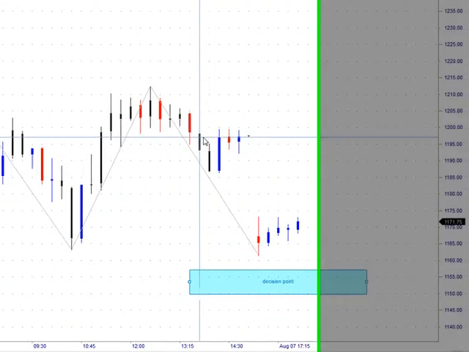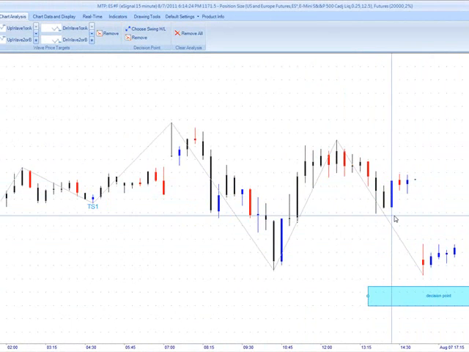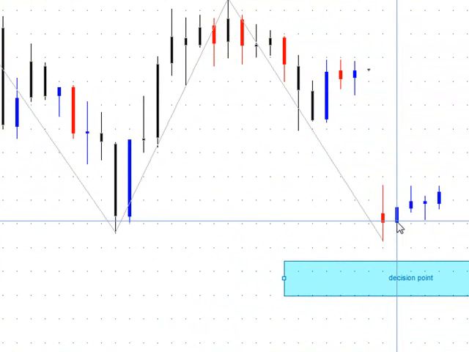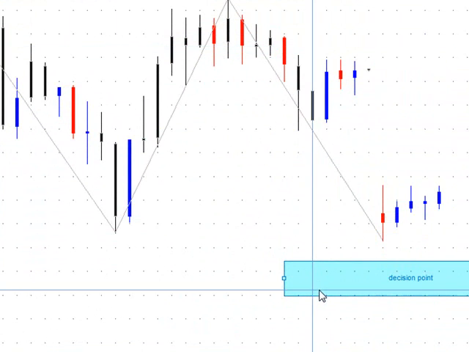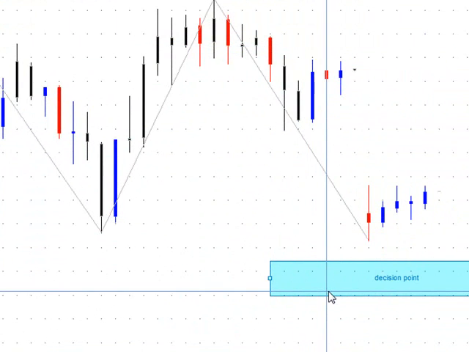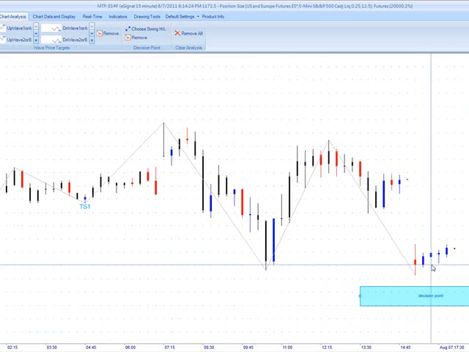It's not a guarantee. This is just a tendency that these gaps have. Inside gaps tend to fill. Outside gaps, if they can't fill in the first half hour of trading or so on the futures, the tendency is that the market continues in the direction of the gaps. All right, so that's where the market is currently opened.